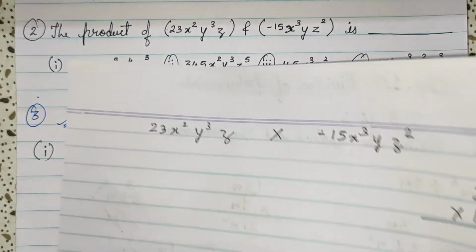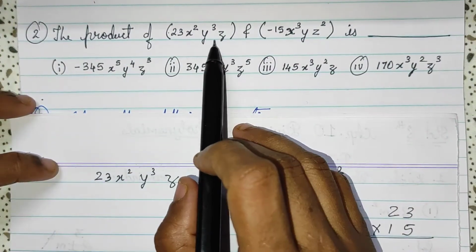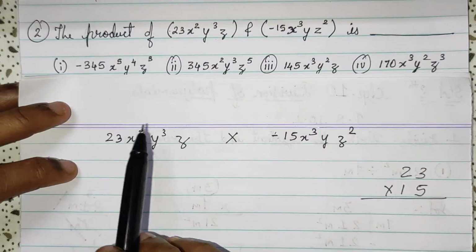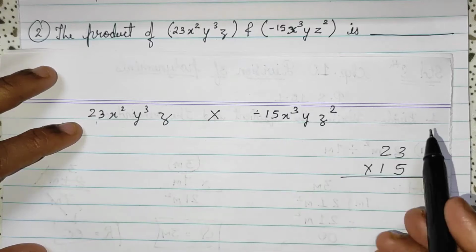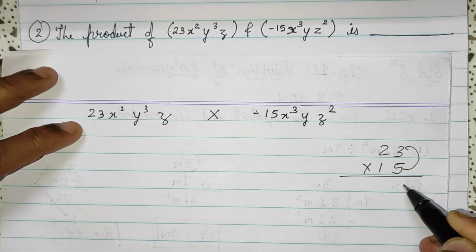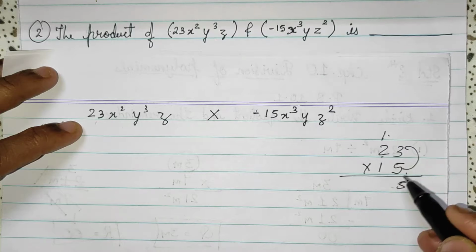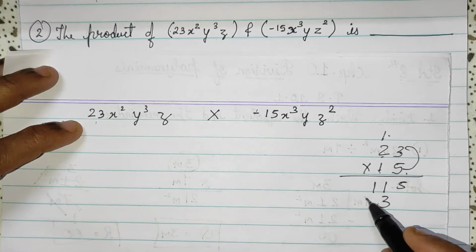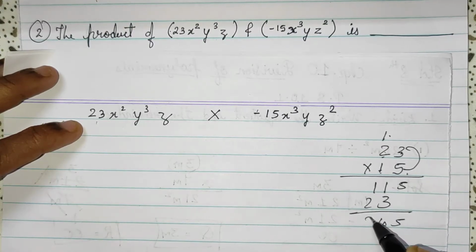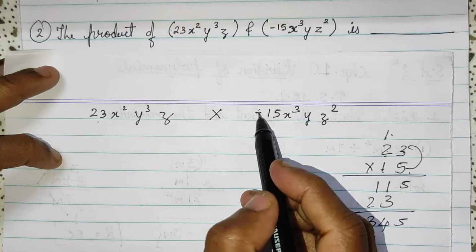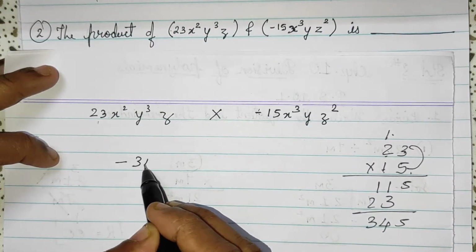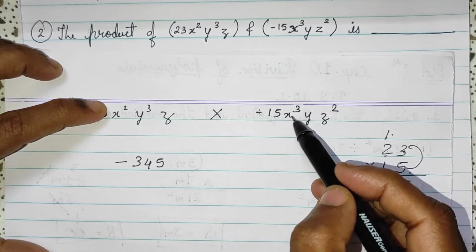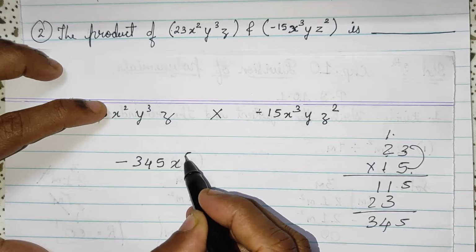Let's see our second sum. Here the product of this and this is, product means multiplication. So product of this and this. So 23 multiplied by 15. 5 threes are 15, 1 carry, 5 twos are 10, plus 1 is 11. 1 three is 3, 1 two is 2. So 345, and here you have subtraction. So minus 345. Now x, here you have x square and this cube, so that is x5.